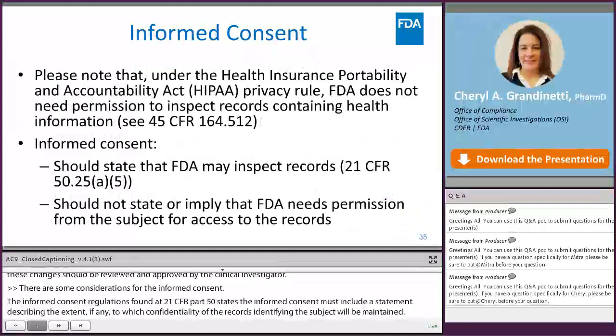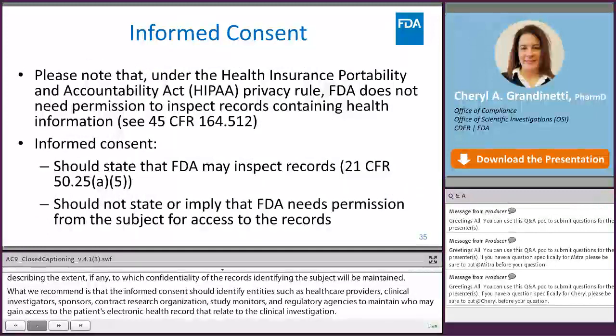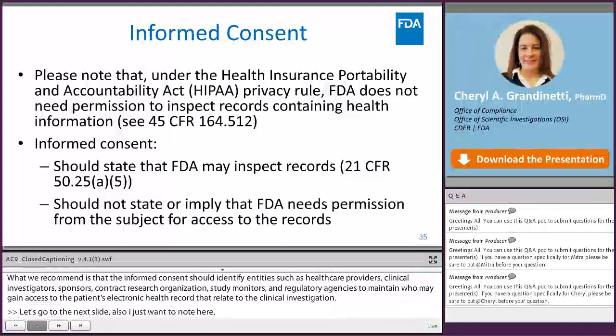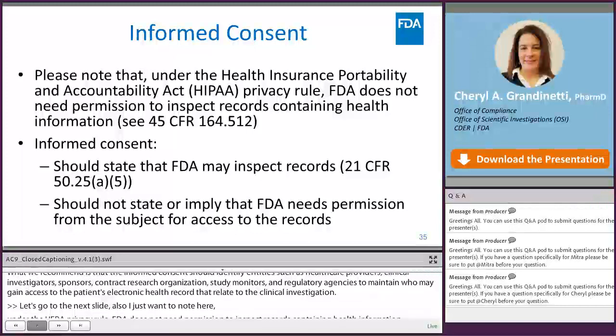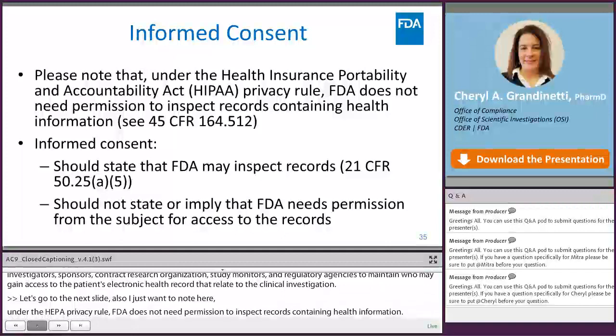Also, I just want to note here that under the HIPAA privacy rule, FDA doesn't need permission to inspect records containing health information. And so the informed consent should state that FDA may inspect records, and that should not state or imply that we need permission from the subject for access to these records.